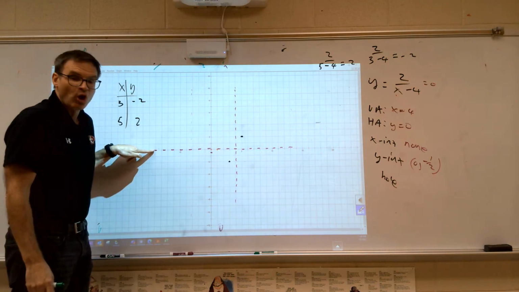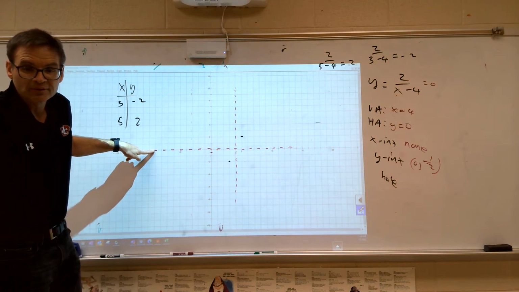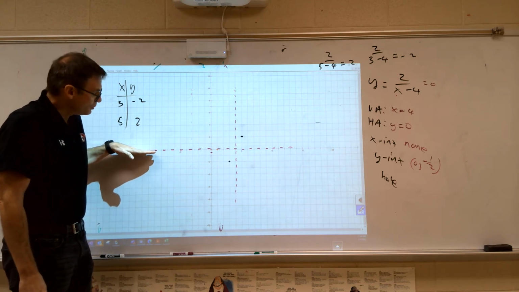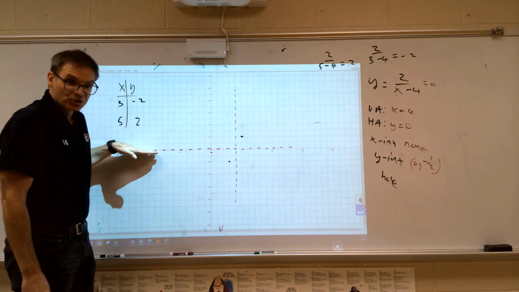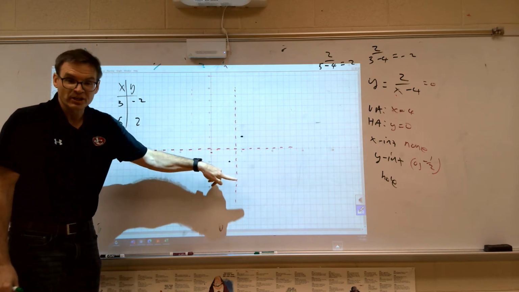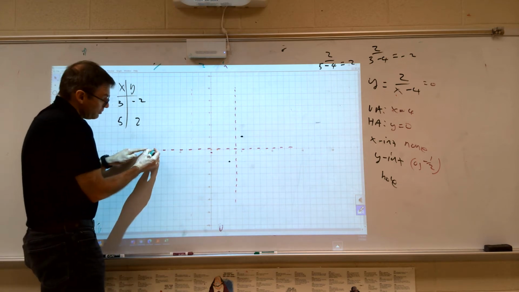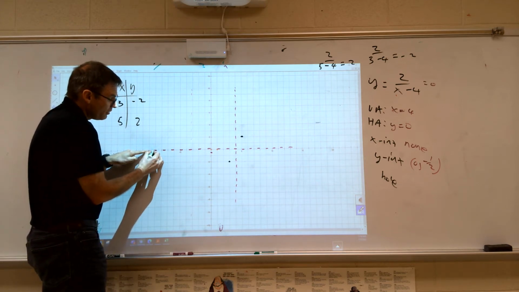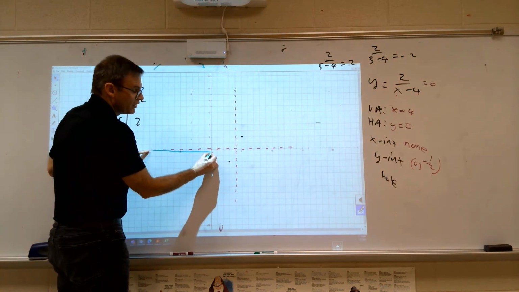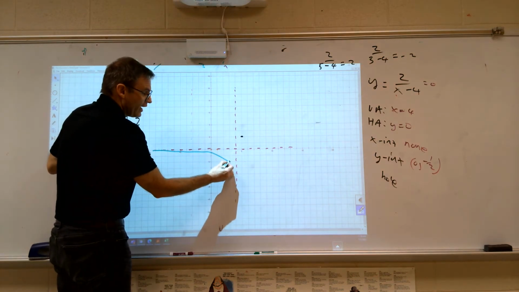Just put your pencil on the asymptote. Now you're going to take your pencil and draw along that horizontal asymptote towards the points that you plotted. So I'm going to start here, and then go along towards this point. I see this point, and I see this point's going down.